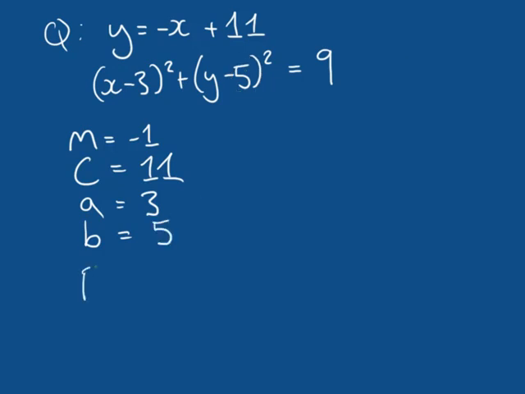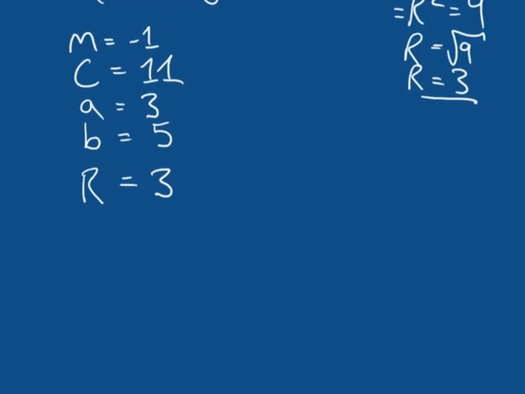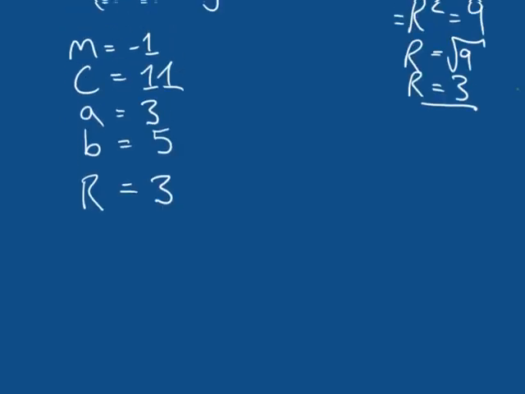And r is going to be equal to, well, let's think about this. Our equation usually has equals r squared. So r squared is equal to 9. R is equal to the root of 9. It's a radius, so it must be positive, so r is equal to 3. So here is our set of information. M is minus 1, c is 11, a is 3, b is 5, and r is 3. With this, we can now calculate A, B, and C.